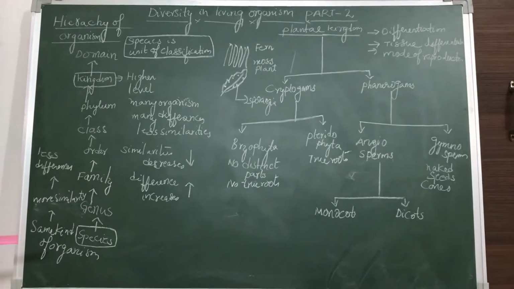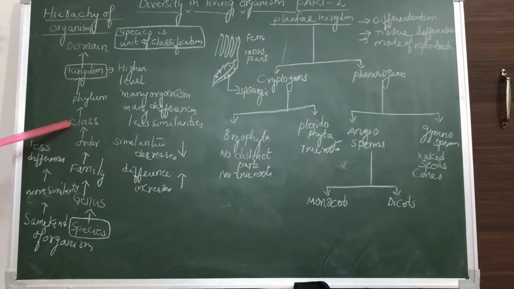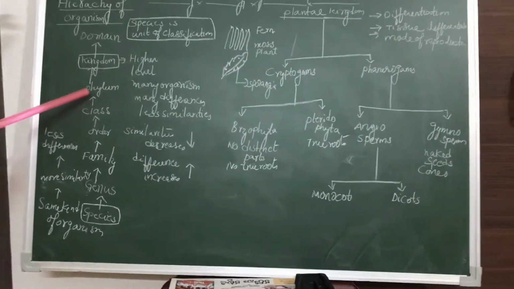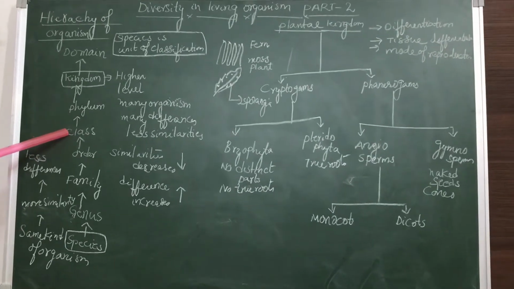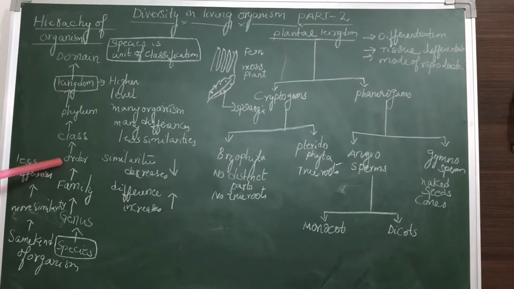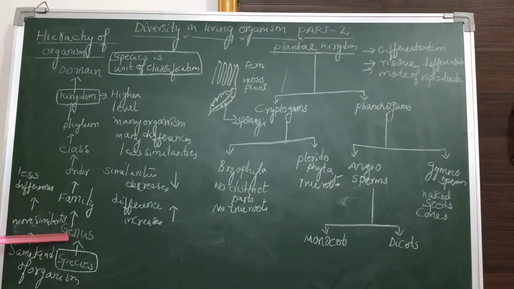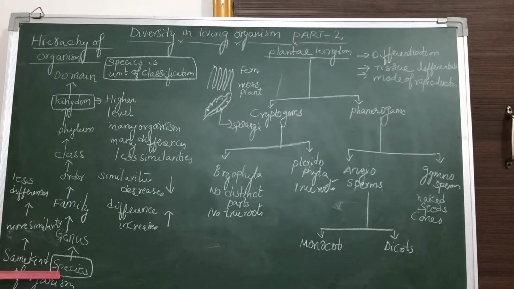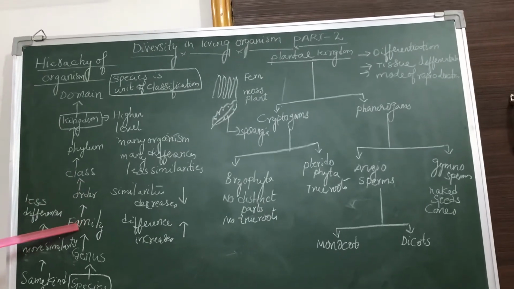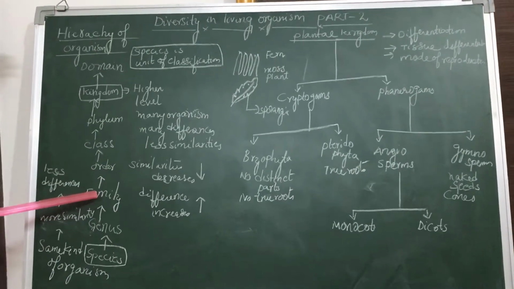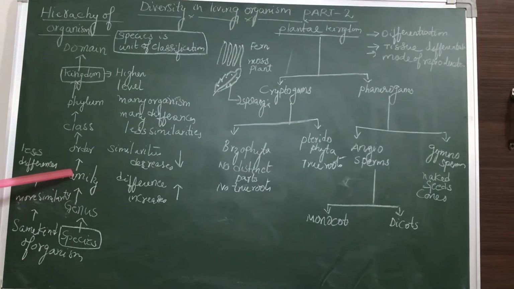Then similar phyla are grouped into a class. Similar phyla with common characteristics we call a class. Similar classes are grouped into orders, orders are grouped into families, a group of families forms a genus, and a group of genera forms a species. See, for example, take the cat family: tiger, lion and cat all come under the cat family.